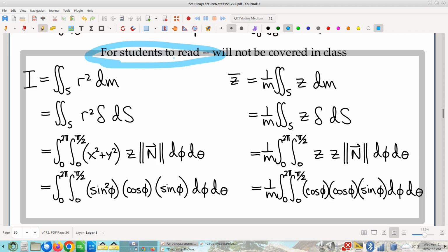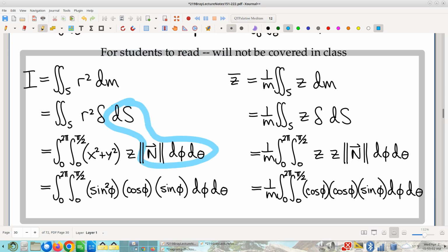And again, you notice the patterns, right? ds is still stretching factor times d phi d theta, etc. Okay. All right. Good reads.